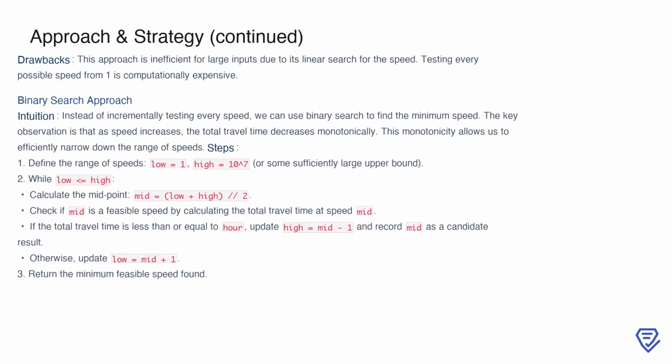The process involves defining a range of speeds, starting with a lower bound of 1 and an upper bound of a sufficiently large number like 10^7. We then repeatedly calculate the midpoint of the current range and check whether it meets the travel time constraint. If the travel time is within the allowed hour, we treat this midpoint as a candidate and adjust the upper bound to search for potentially smaller speeds. Otherwise, we adjust the lower bound to look for higher speeds. This approach systematically reduces the search space, making it far more efficient than testing each speed individually.